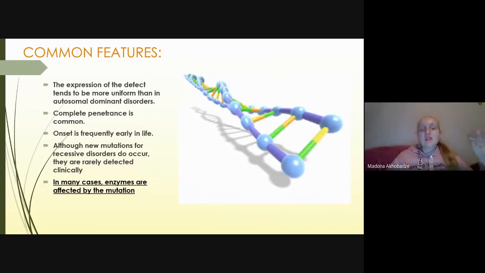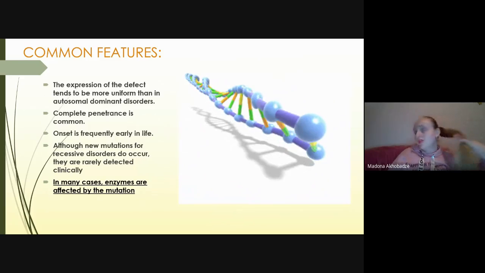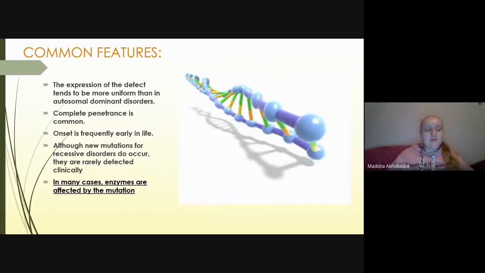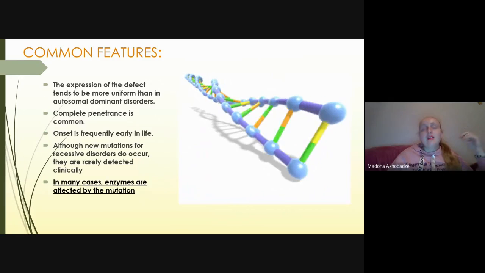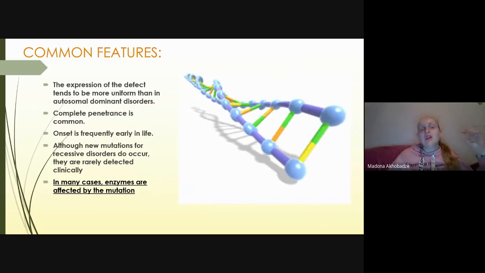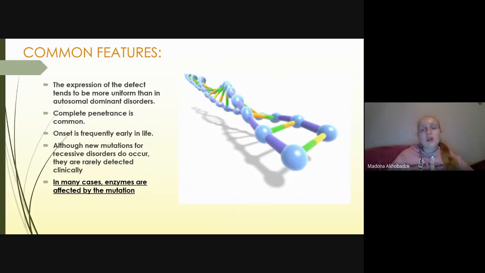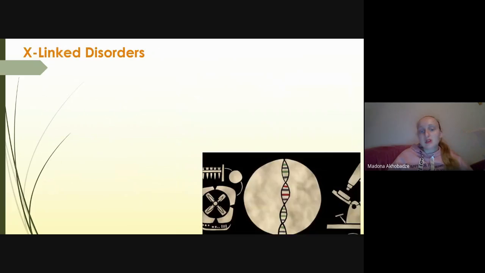In many cases, enzymes are affected by mutation. Because if the enzyme deficiency is dominant, it means if there is any healthy allele, it could be responsible for production of the normal enzyme. But in case of recessive, it takes two mutant alleles. There is no healthy protein produced and no function at all. So that's why enzymes are affected by the recessive disease.